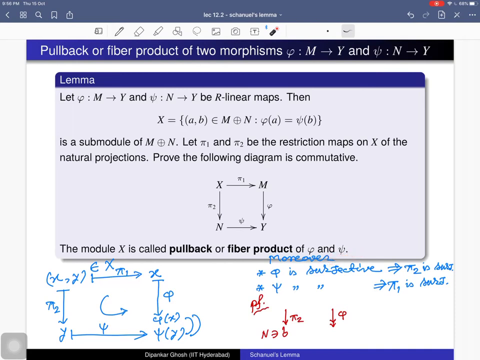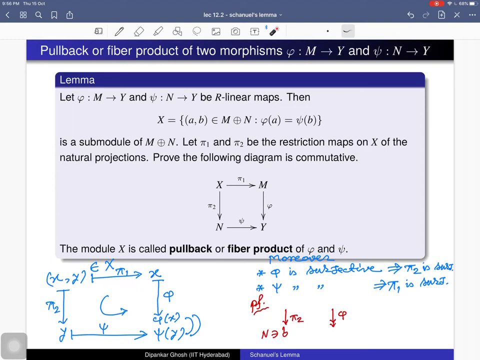So, it is saying that if this map phi is surjective, then this vertical map phi 2 is also a surjective module homomorphism. If this psi is a surjective module homomorphism, then this phi 1 is also a surjective module homomorphism. So, let us prove this statement. Suppose phi is surjective, we want to prove that phi 2 is surjective.